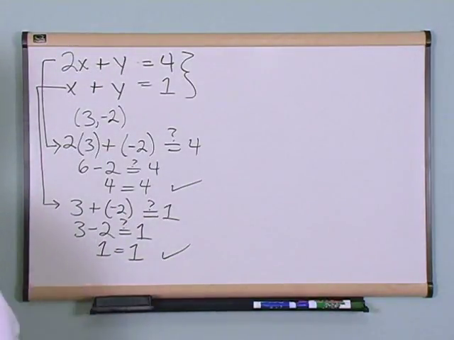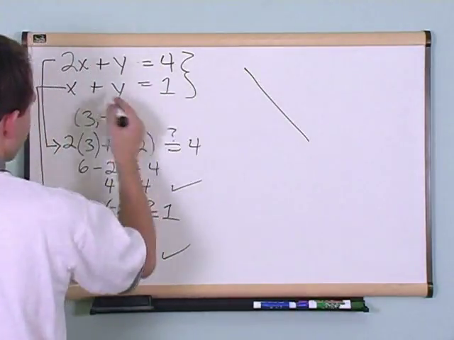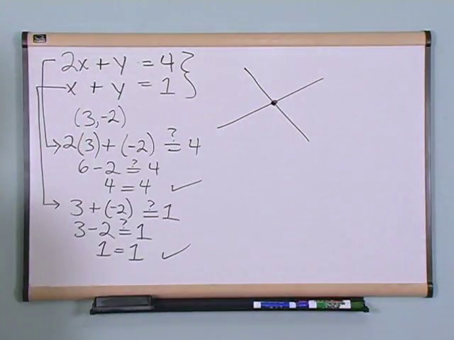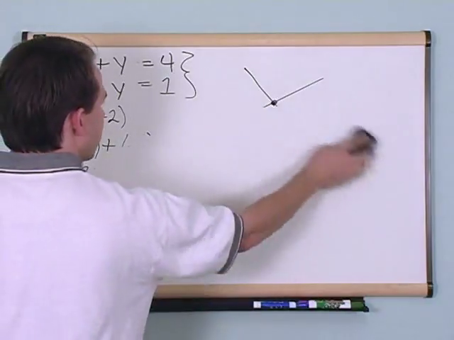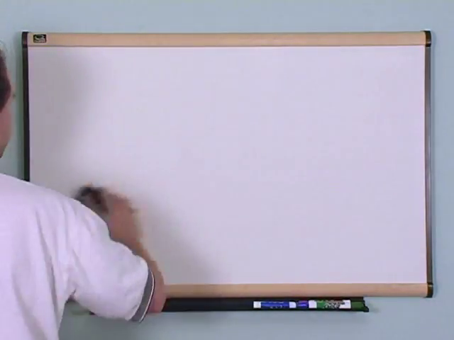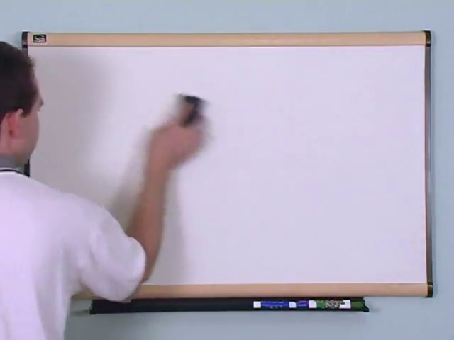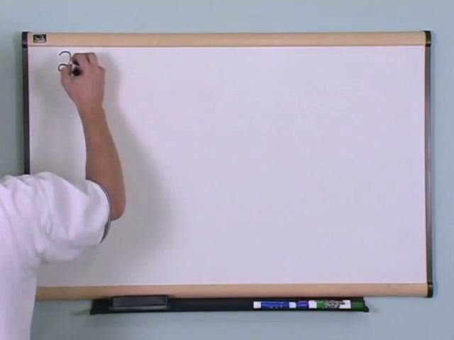And the reason I say it's the only solution is we know that this is some line, and we know that this is some other line. There's only one point where those two lines can intersect. And so there's only one solution to that system of equations. Not all systems are like that, and we'll learn about some of those later on. So let's check out another one. This will be the final example of this type.